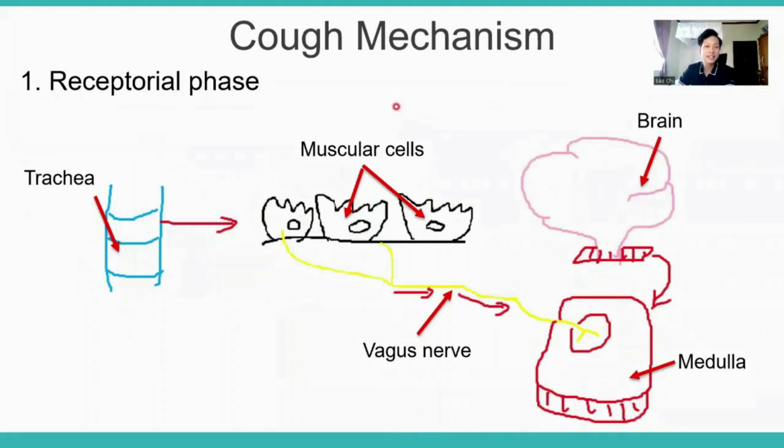The first topic is the cough mechanism. On the surface of the trachea, we have cells like hairs, which can recognize the strange proteins on the surface of bacteria, fungi, or viruses. After that, they transmit a signal through the vagus nerve to the medulla of the brain, and then the brain will trigger the cough mechanism. So that's the first phase, the receptor phase.